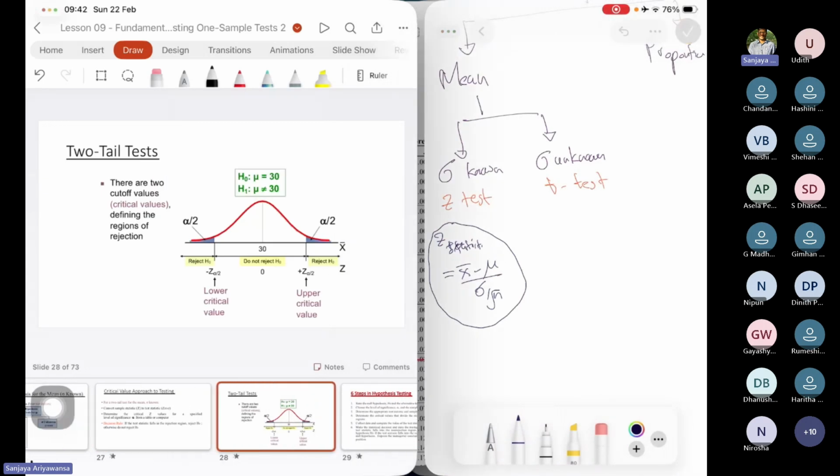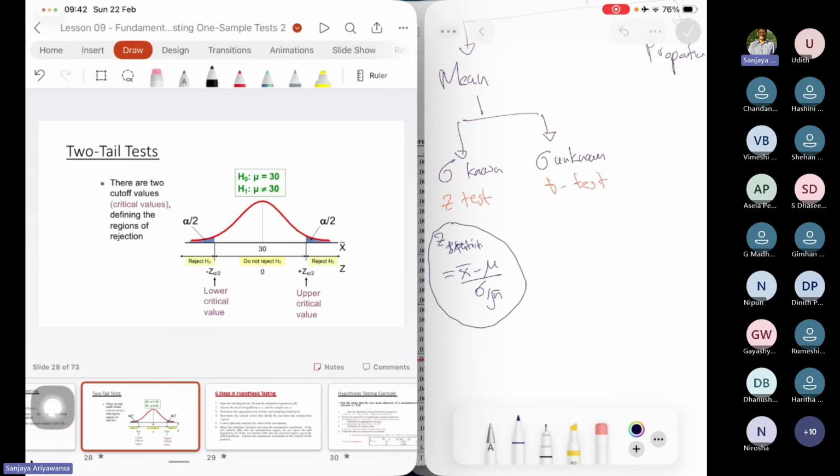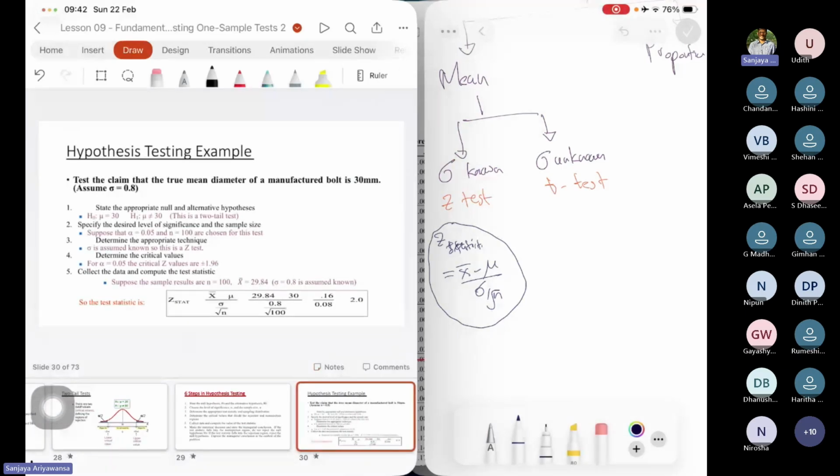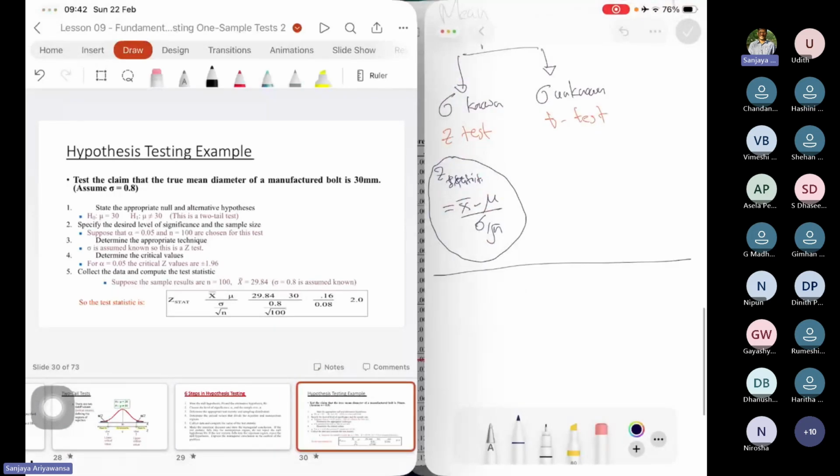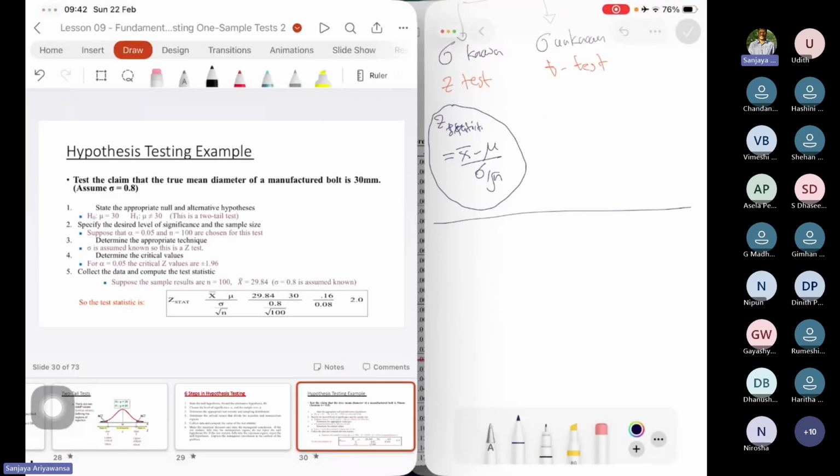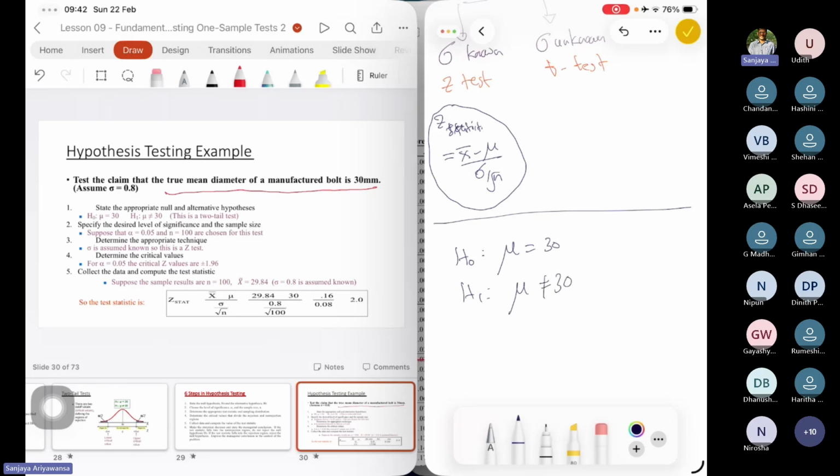So let's go to a quick example of how this whole thing works out. It's a very basic one. We are asked to test the claim that the true mean diameter of a manufactured bolt is 30 millimeters. So H naught: mu is equal to 30. Then H1 is mu not equal to 30. So I write those two things down.